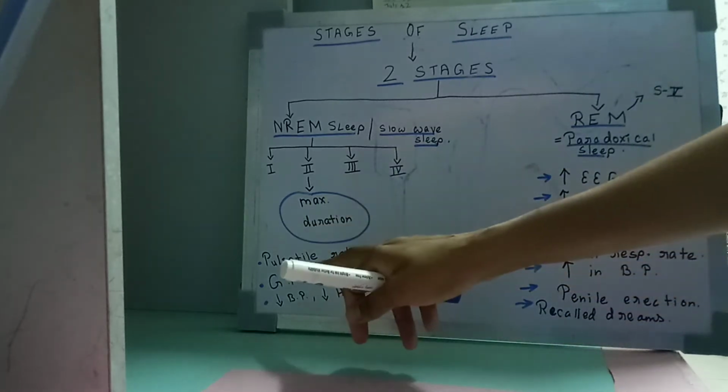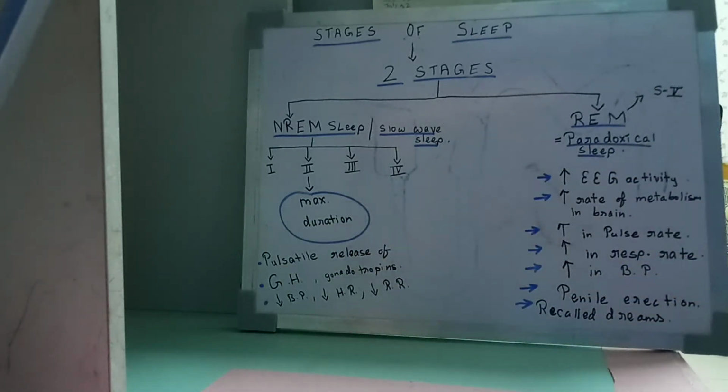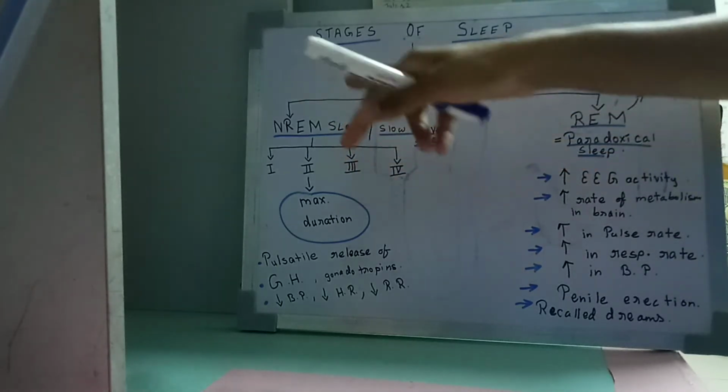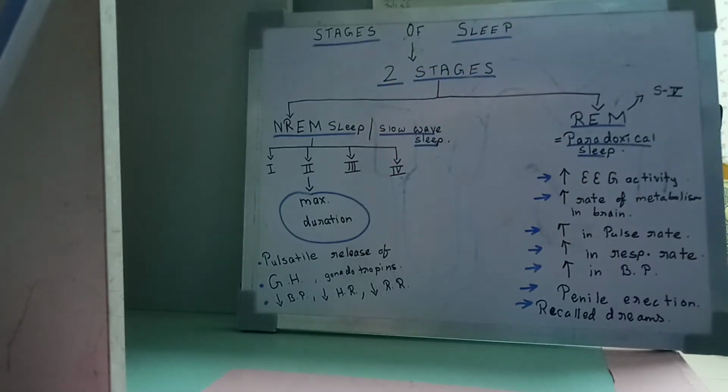So it is the growth hormone and the gonadotropins. Now let's move to the rapid eye movement sleep. Some people also call this sleep stage 5 because it immediately follows stage 4 of non-REM sleep. We also call it paradoxical sleep. I will tell you why, not now, after a few minutes.